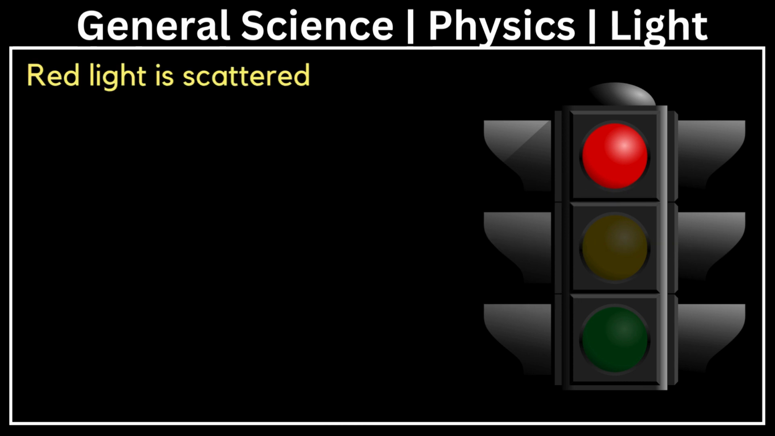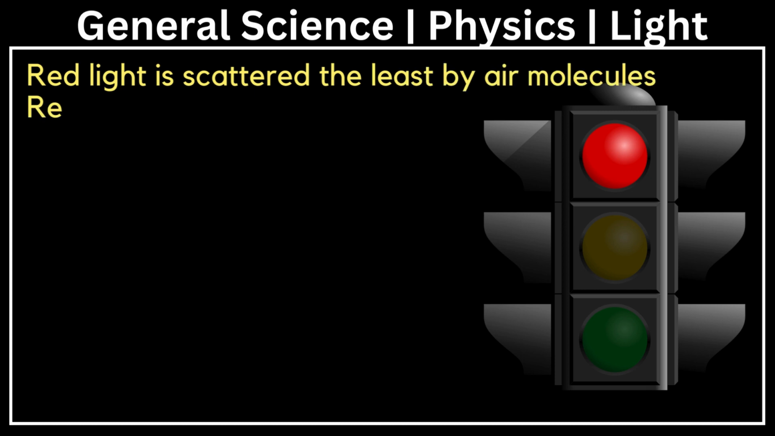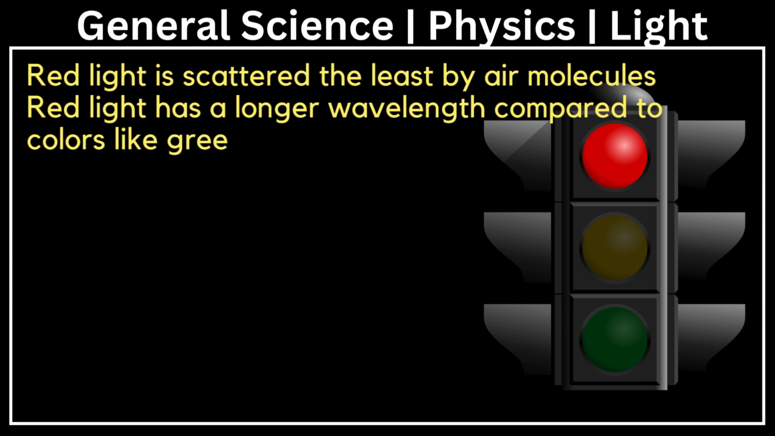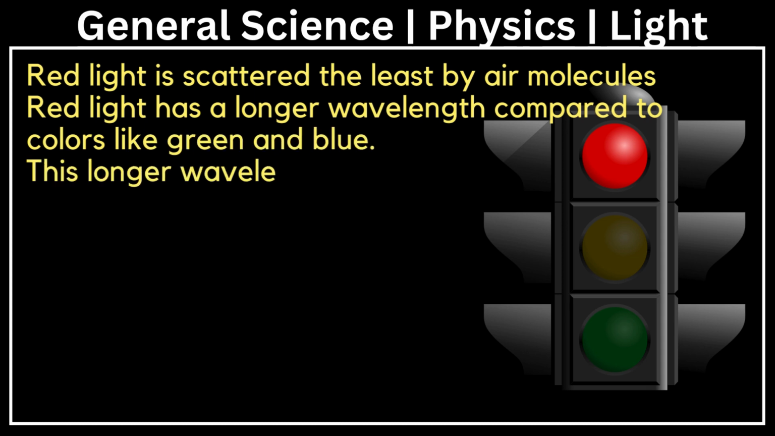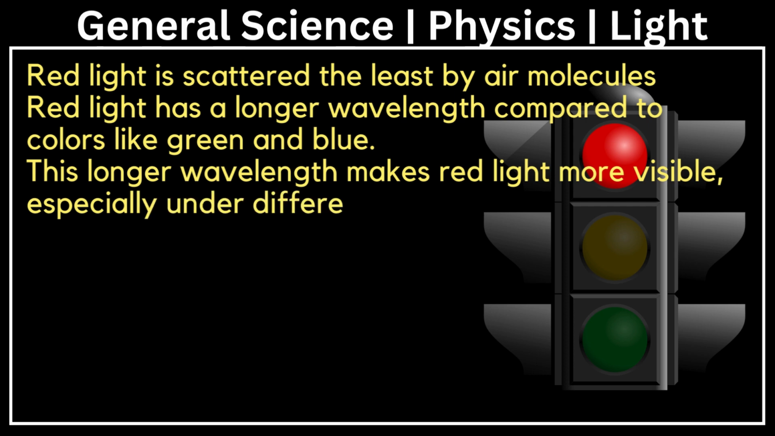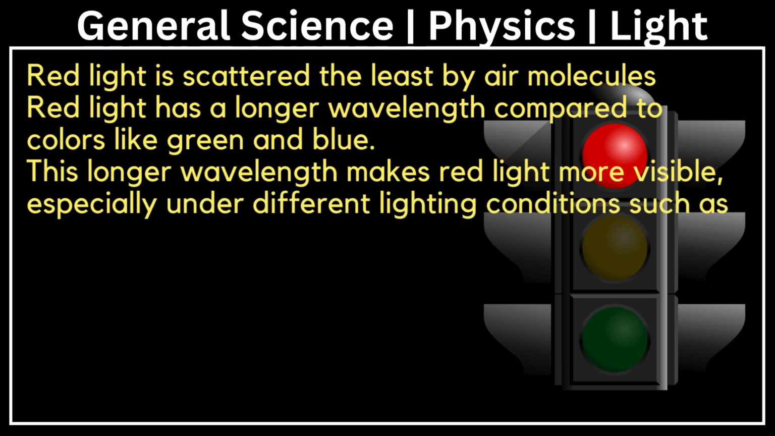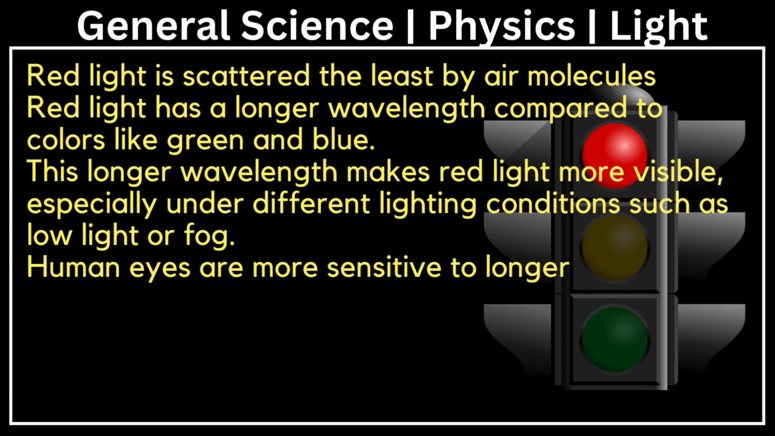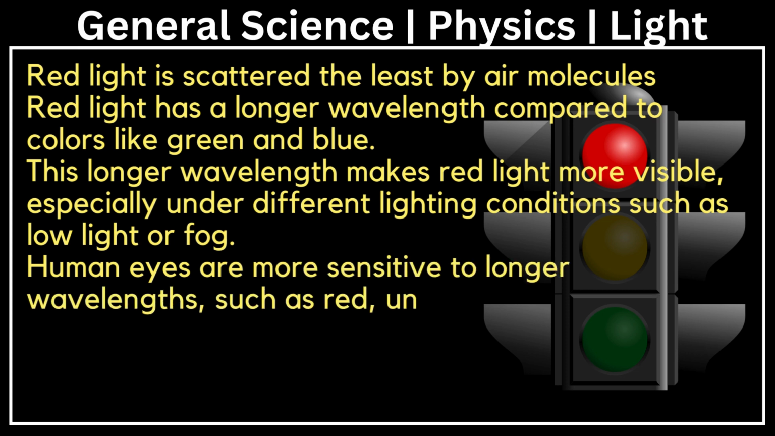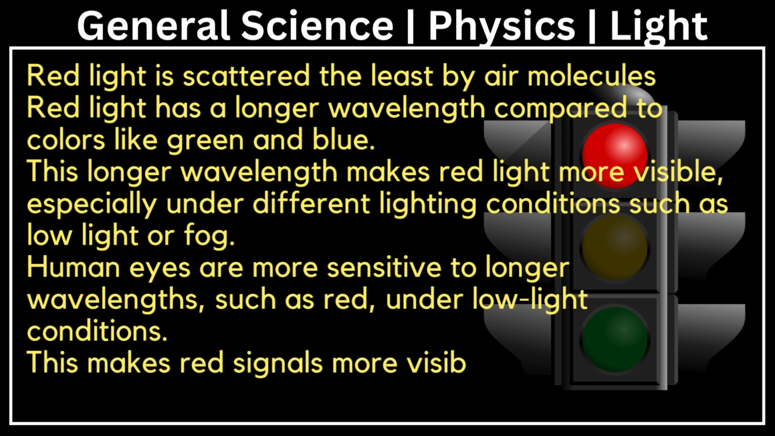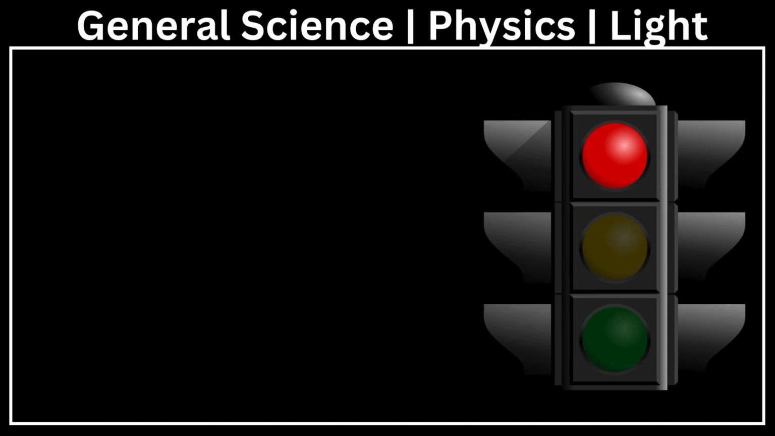Red light is scattered the least by air molecules. Red light has a longer wavelength compared to colors like green and blue. This longer wavelength makes red light more visible, especially under different lighting conditions such as low light or fog. Human eyes are more sensitive to longer wavelengths, such as red, under low light conditions. This makes red signals more visible at dawn, dusk, or during the night.